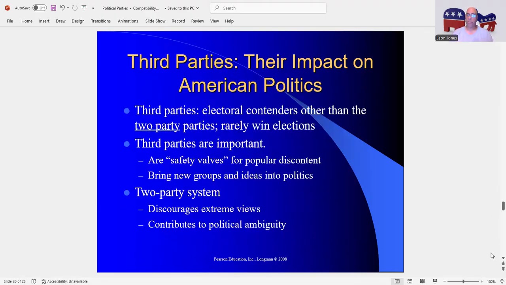Now, third parties. So when you start getting into the Socialist Party, the Constitution Party, the Southern Party, the Communist Party, well, their impact on American politics. Third parties, electoral contenders other than the two parties, rarely win elections. That's because of the money situation. That's why.